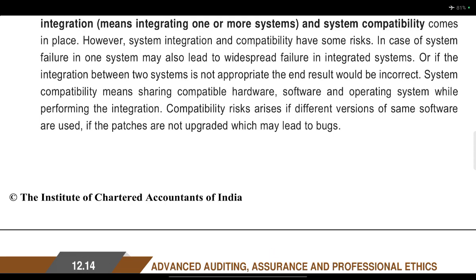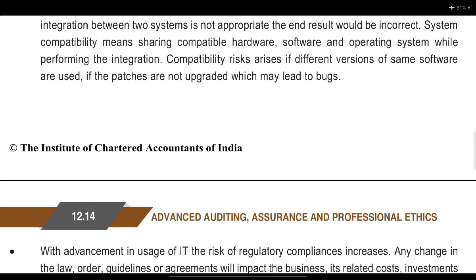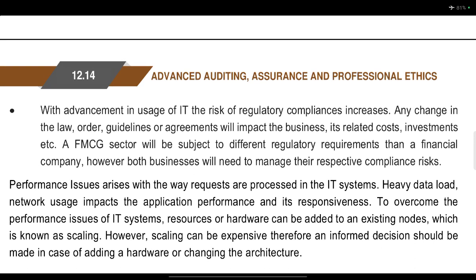System compatibility means sharing compatible hardware, software, and operating systems while performing integration. Compatibility risk arises with different versions of the same software or the use of patches and upgrades, which may lead to bugs. With the advancement of IT use, the risk of regulatory compliance increases.